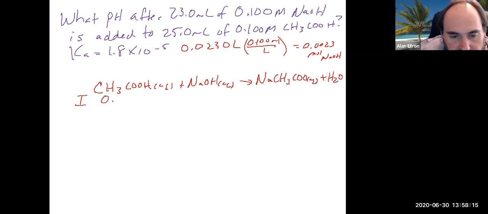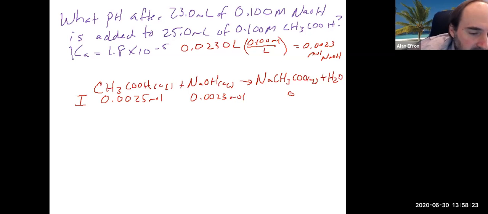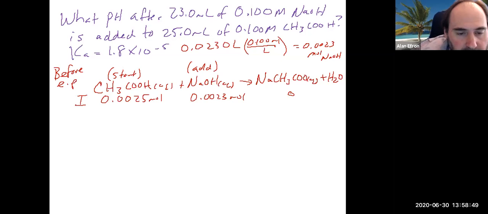So that's going to be our initial: 0.0025 moles, 0.0023 moles, and 0. Now, as we talked about last time, you can really use your ice table to figure out where you are in terms of the titration. Remember that this is what we started with, and this is what we are adding. The moles of what we're adding is less than what we started with, so that tells you you are before the equivalence point. If they were equal, you would be at the equivalence point. Whatever you're adding is less than, so you're before.